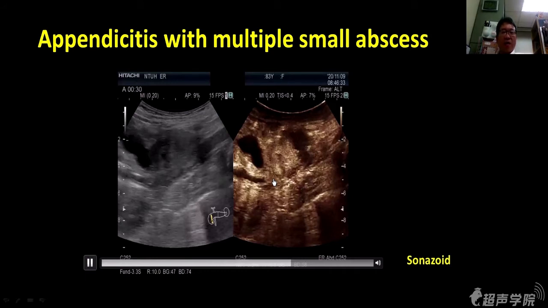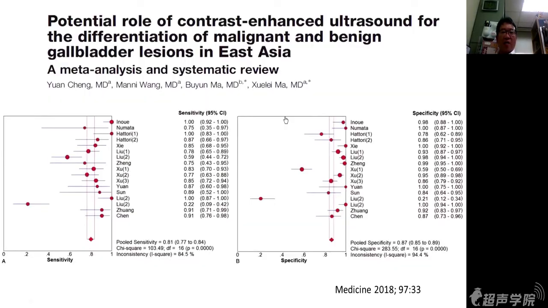And besides inflammation, collection, and abscess, we can also differentiate benign and malignant masses. This meta-analysis and systematic review from East Asia found contrast is very good for differentiating malignant and benign gallbladder lesions.